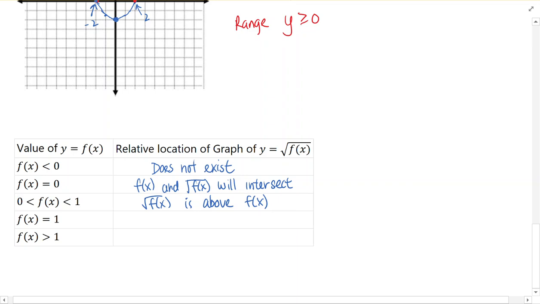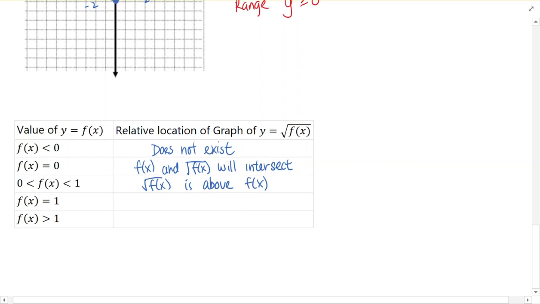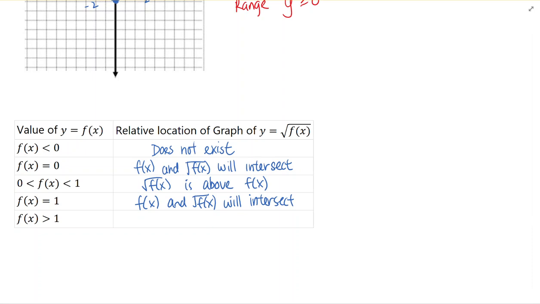And when f of x is equal to 1, again we're at another invariant point, so f of x and the square root of f of x will intersect. And last but not least, when f of x is greater than 1, the square root of f of x will be below your f of x. And that is the end of this section.